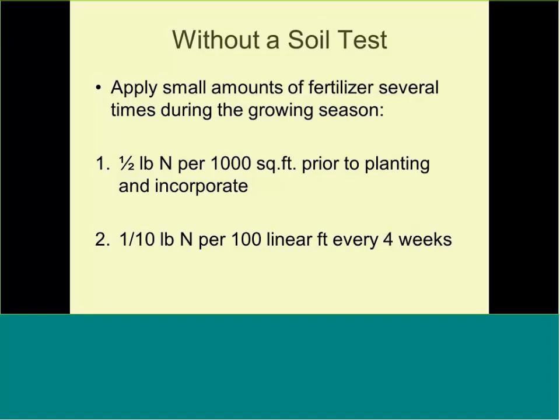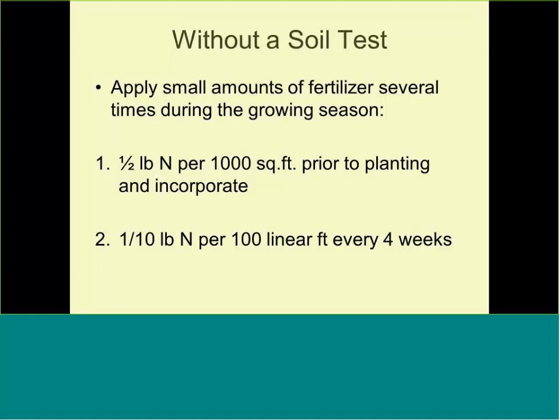So let's say you want to fertilize and you didn't get a soil test. Here's practical information that you can go with. Put half a pound of N per 1,000 square feet before planting and incorporate. And then 1/10 of a pound of N per 100 linear feet every 4 weeks.